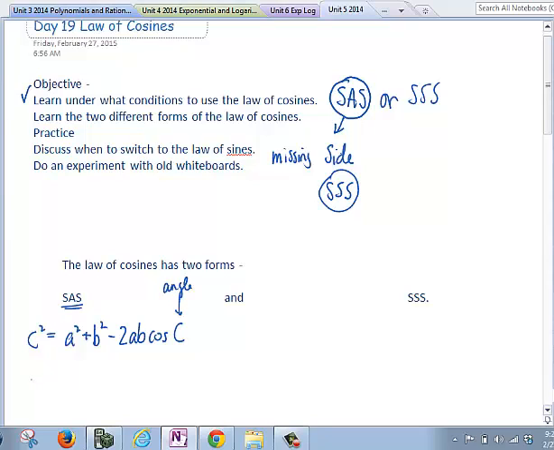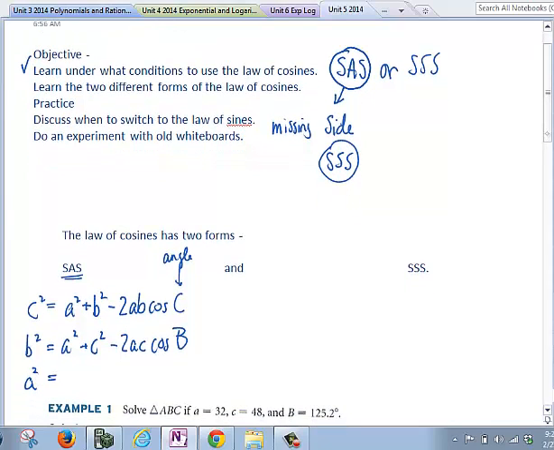The other two forms are b squared is equal to a squared plus c squared minus 2ac cosine of angle B. And if you're looking for side a, it would fit into this category where a squared is equal to b squared plus c squared minus 2bc cosine of angle A. Now, once you find the third side, then you're in the situation of side side side, and you would use one of these three formulas, which are also other forms of the law of cosines.